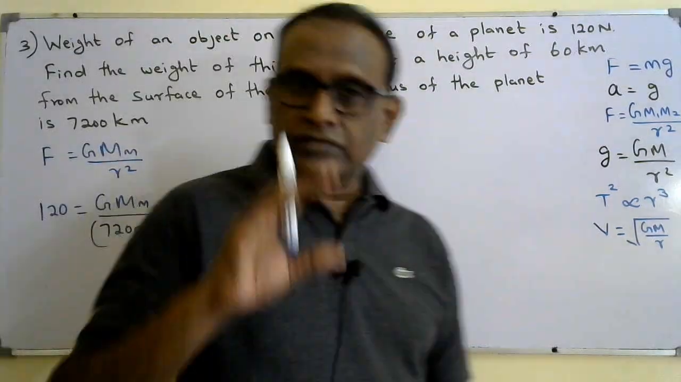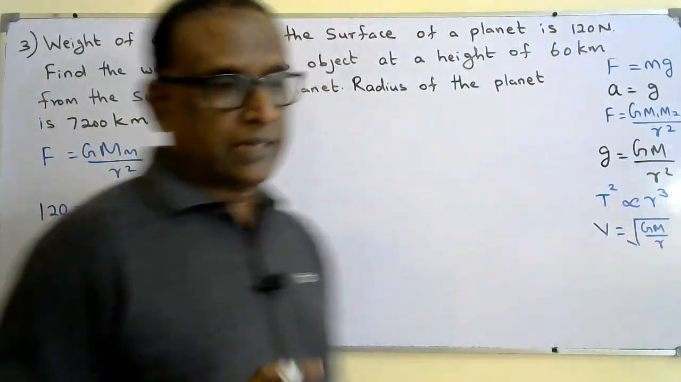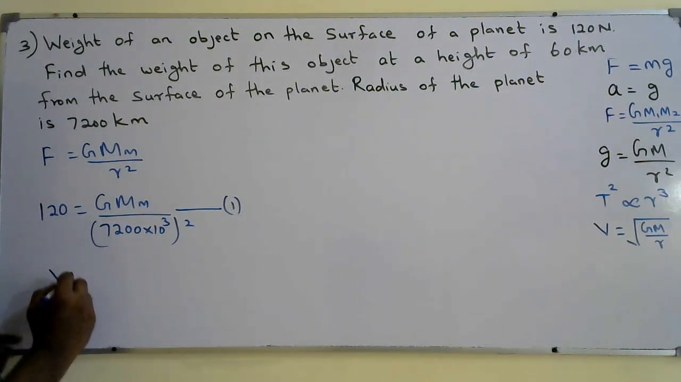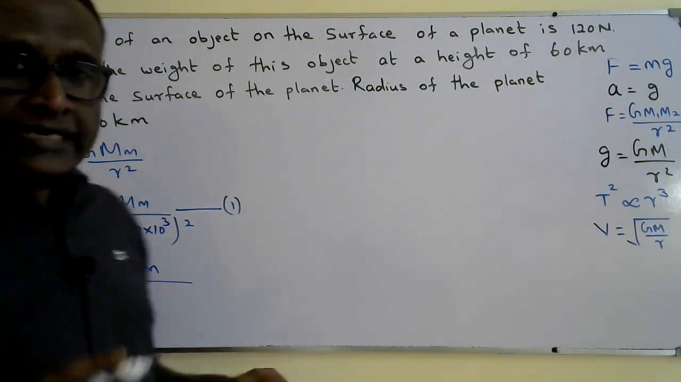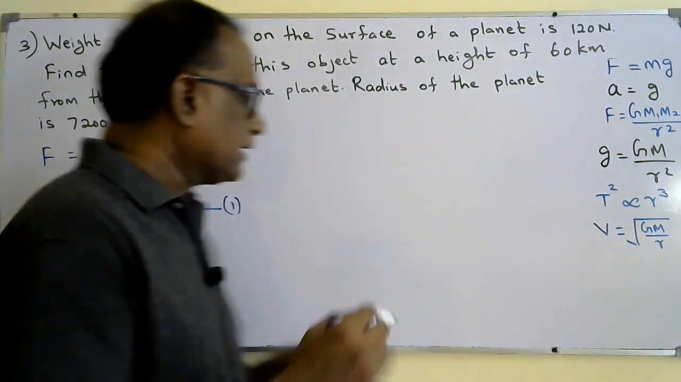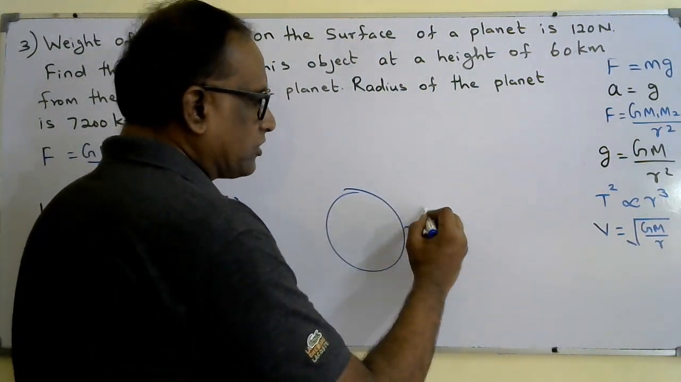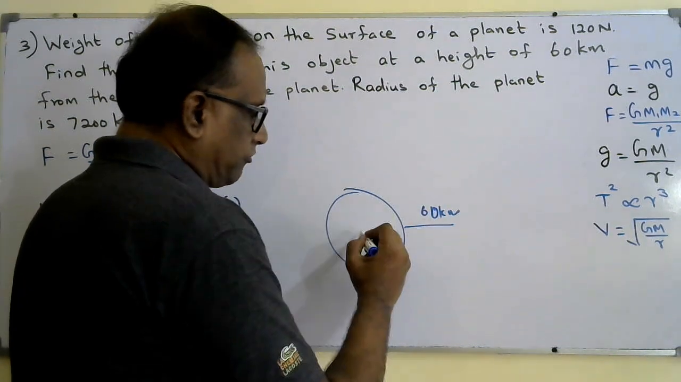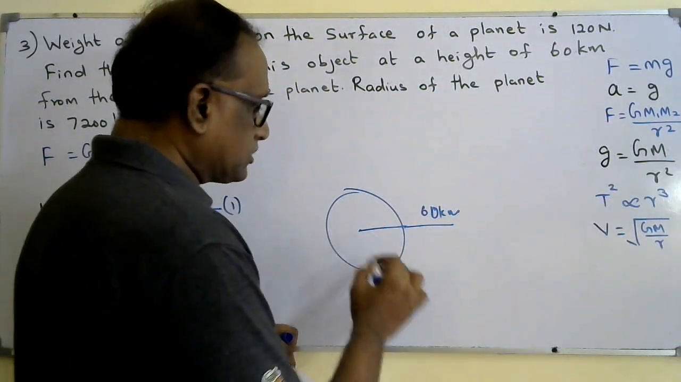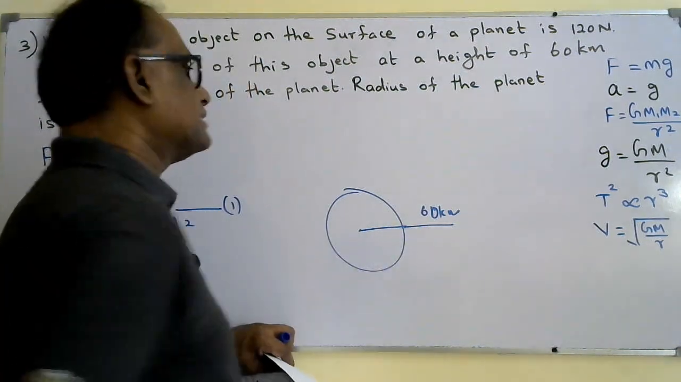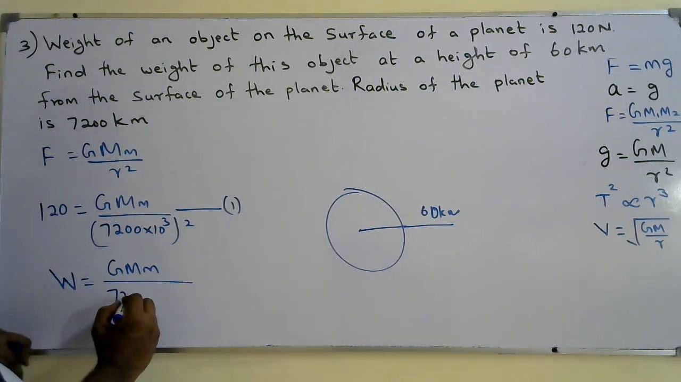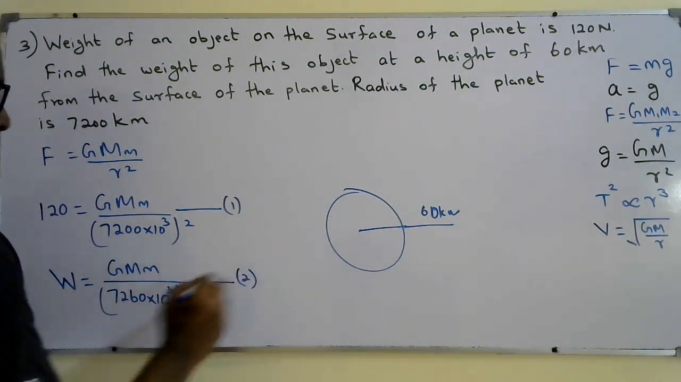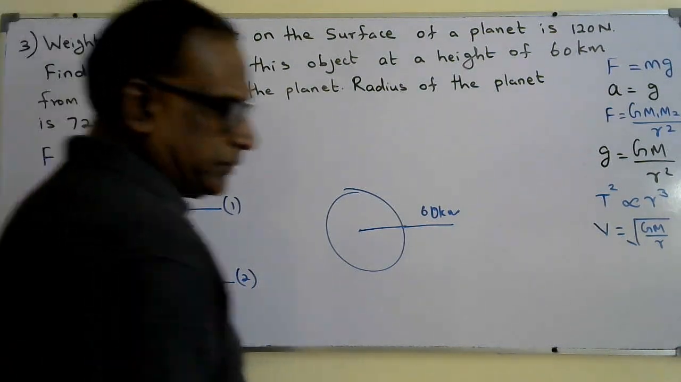Now the question is, what will be the weight of the same object at a height of 60 km from that planet? So the weight I need to find, let it be W, is equal to G M m over the distance at a height of 60 km from the surface of the planet. At that height, measured from the center, it's going to be the radius plus 60 km. The radius is 7,200, so 7,200 plus 60, 7,260 times 10 to the power 3, all squared. Okay, I need to find the W, so it's not a big issue.